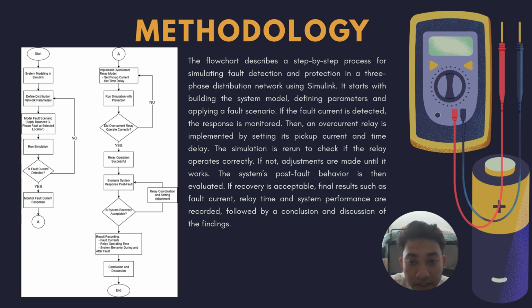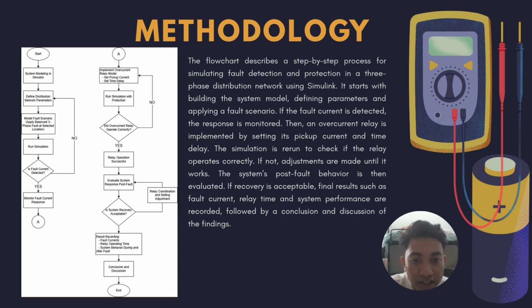For this part, the flowchart describes a step-by-step process for simulating fault detection and protection in a three-phase distribution network using Simulink. From this flowchart, it starts with building the system model, and after that we define the parameters and apply a fault scenario.